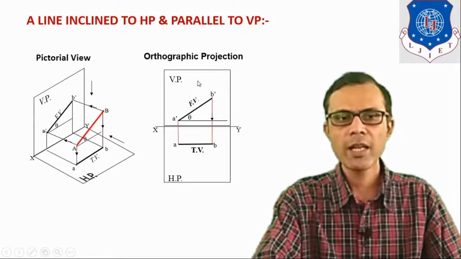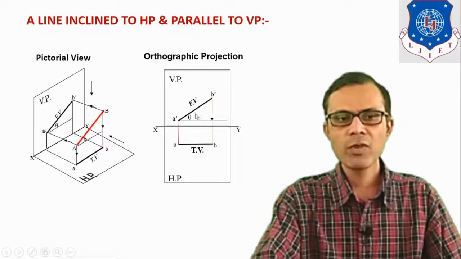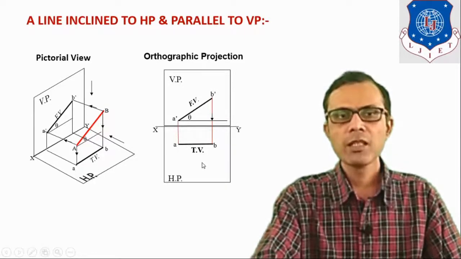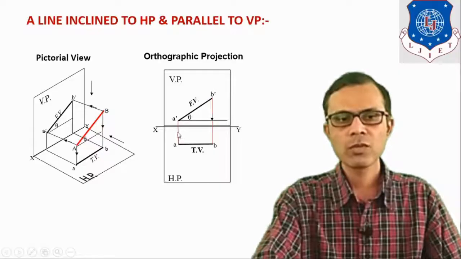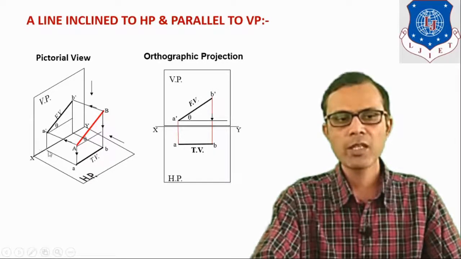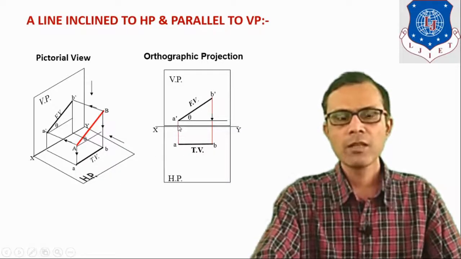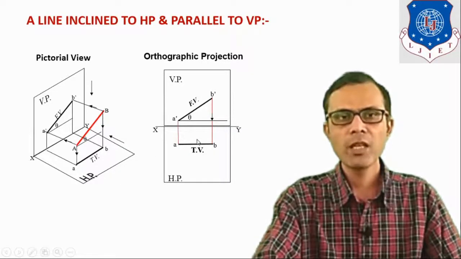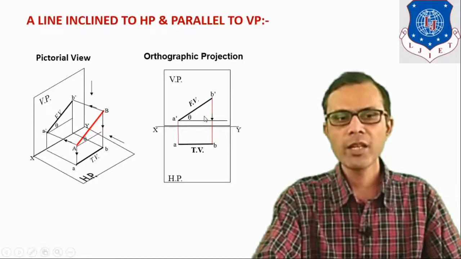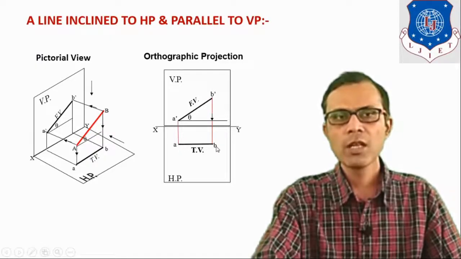Above the XY line is VP, so the front view is A dash B dash with true length and true inclination angle. From that we will take the projection, and AB shows the top view. That similar distance in front of VP, as you can see here, we are taking here below the XY line. So in the front view it is true length, true inclination angle, and in the top view it looks like a straight line.